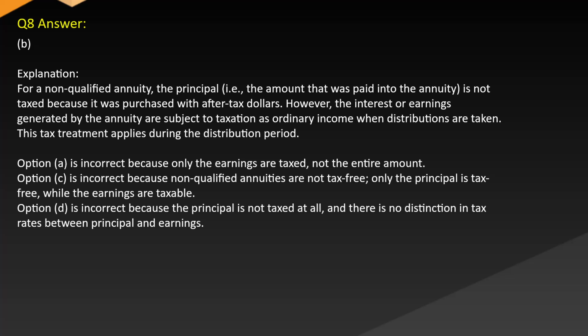Option A is incorrect because only the earnings are taxed, not the entire amount. Option C is incorrect because non-qualified annuities are not tax-free. Only the principal is tax-free, while the earnings are taxable. Option D is incorrect because the principal is not taxed at all and there is no distinction in tax rates between principal and earnings.